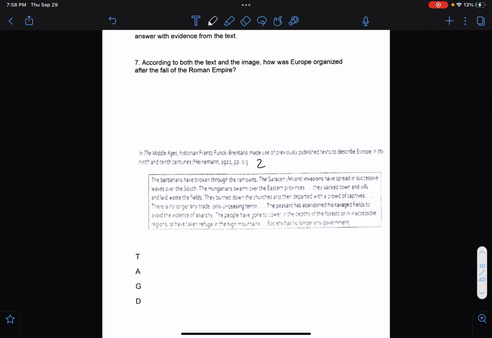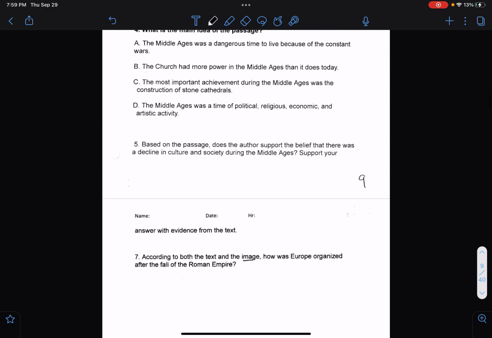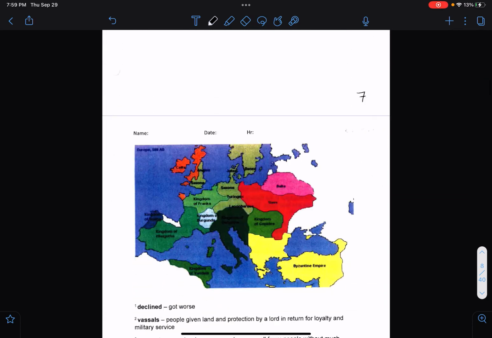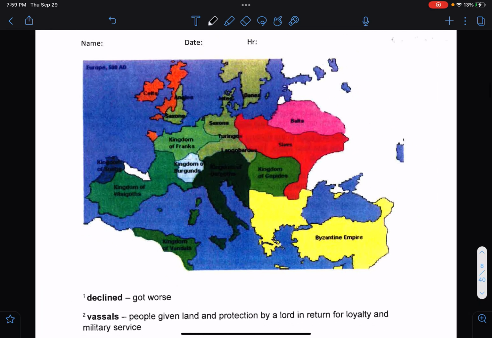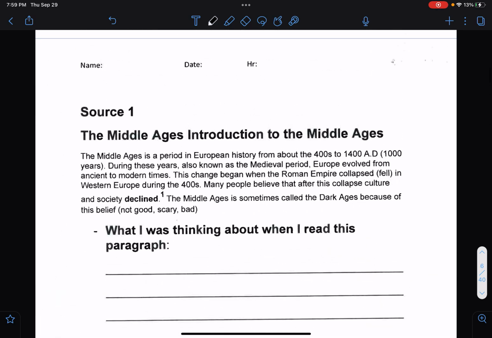On page 10, we have question 7. Question 7 says, according to the text and the image, how is Europe organized? So that is talking about this document and also this image, right? Europe is organized as independent kingdoms. If that's what you wrote, excellent job. If you did not write that, now you know it's independent kingdoms. Some people said the church, but this doesn't show the church. It shows independent kingdoms. So this is going to be document 1.